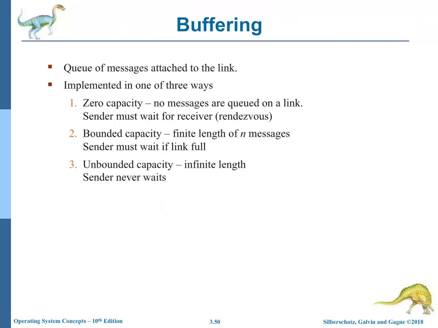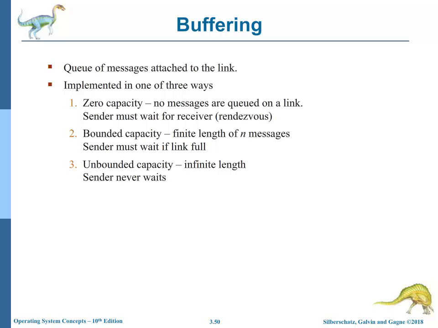Whether communication is direct or indirect, messages exchanged by communicating processes reside in temporary queues. Basically, such queues can be implemented in three ways. Zero capacity. In this way, no messages are queued. The sender must wait for the receiver. So it is a rendezvous between the sender and the receiver.